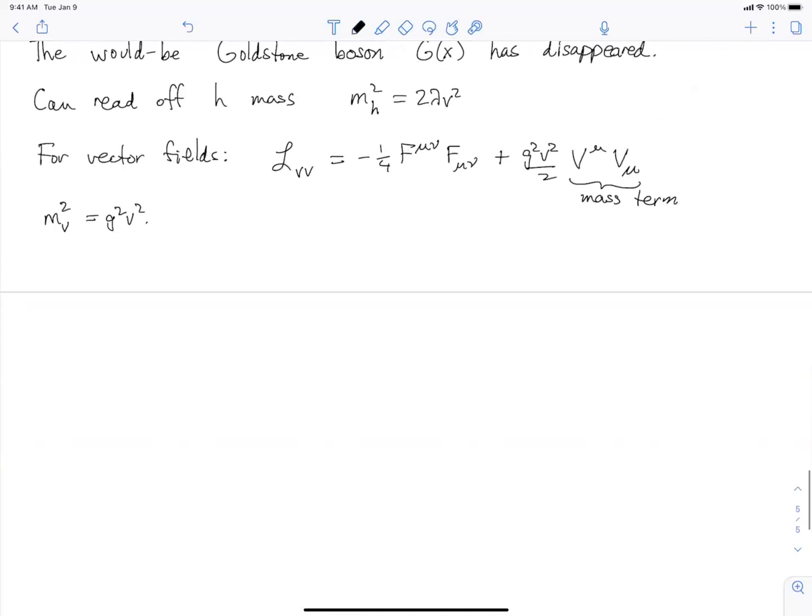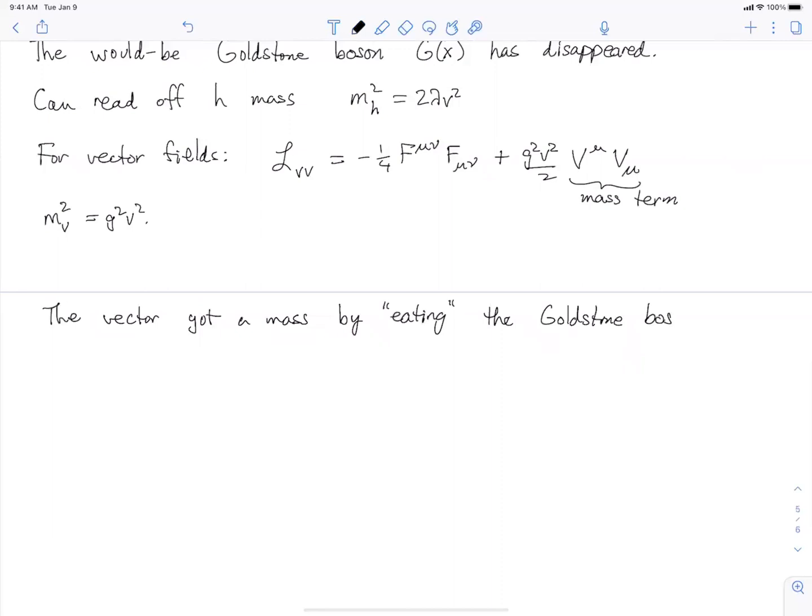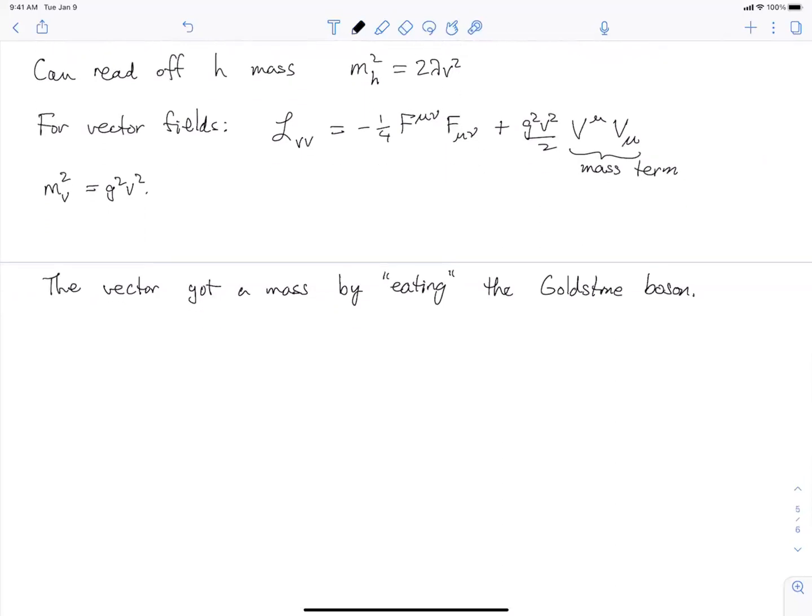All right, so the words that one attaches to what's going on here is the vector got a mass by eating, in quotes, the Goldstone boson. For many years, the Physical Review would not accept your paper if you said it ate the Goldstone boson. They would insist that you say it absorbed the Goldstone boson, but I think they finally allow you to say that it ate the Goldstone boson. In any case, people usually say it eats the Goldstone boson.